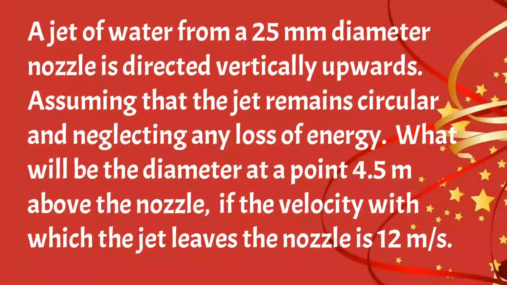A jet of water from a 2.5 millimeter diameter nozzle is directed vertically upwards. Assuming that the jet remains circular and neglecting any loss of energy, what will be the diameter at a point 4.5 meter above the nozzle, if the velocity with which the jet leaves the nozzle is 12 meter per second? So this was the given question.